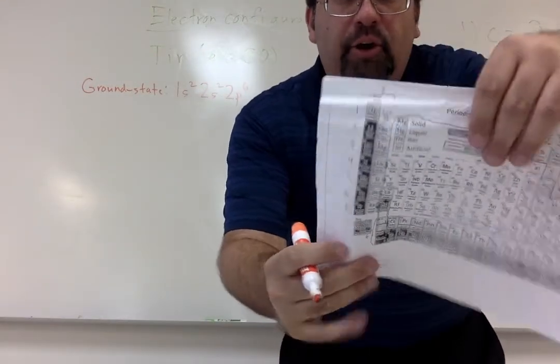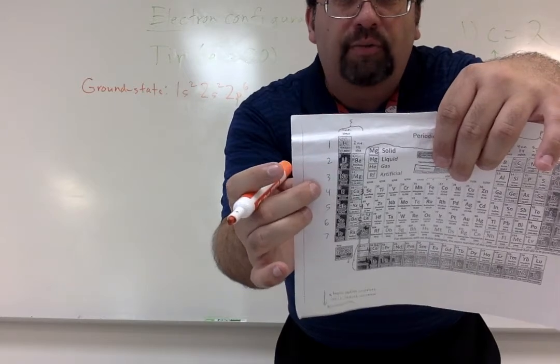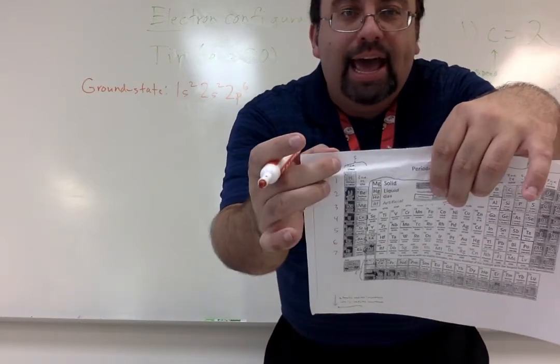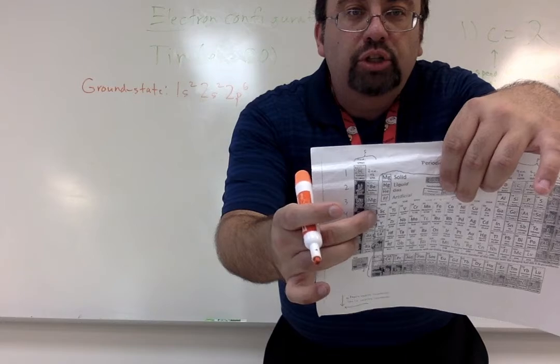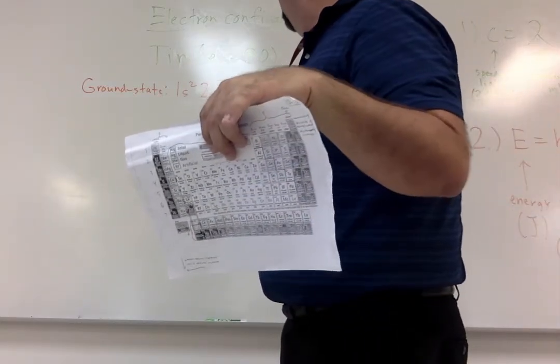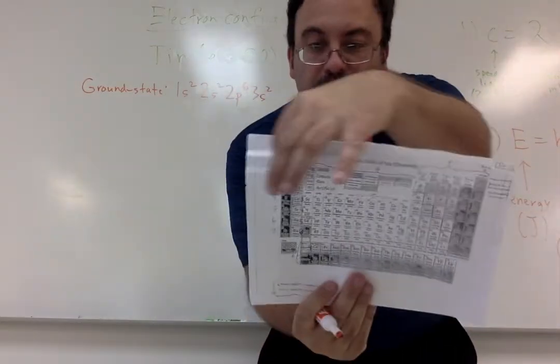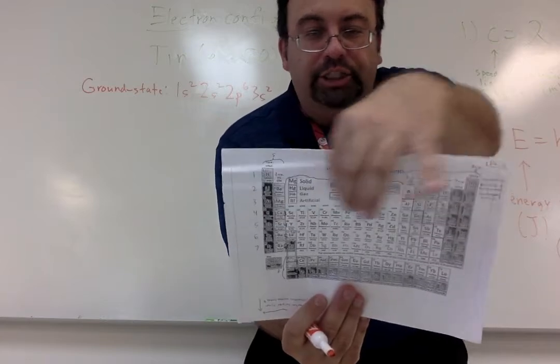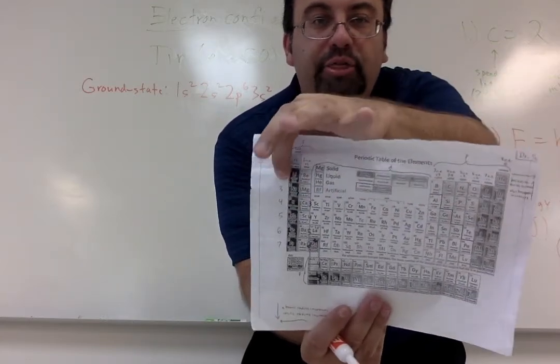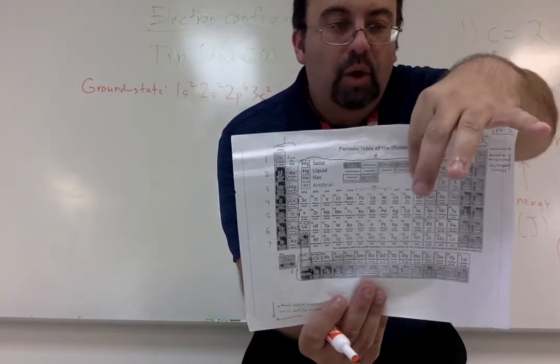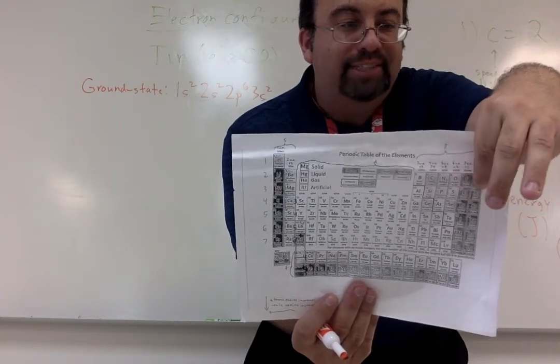Next, we go up to the third energy level, so we're back over here on the left, so we have 3s2. Then we go to the right, because we're still in the third energy level, and so this becomes 3p6.